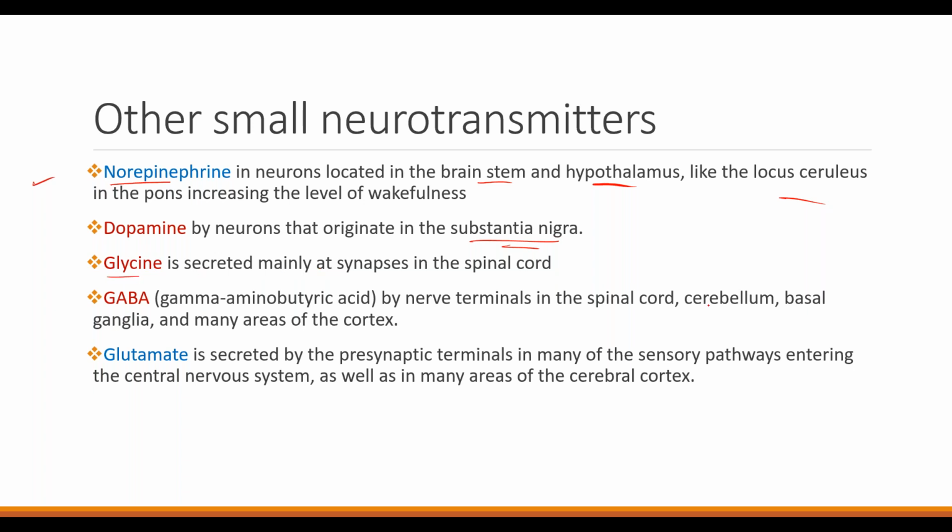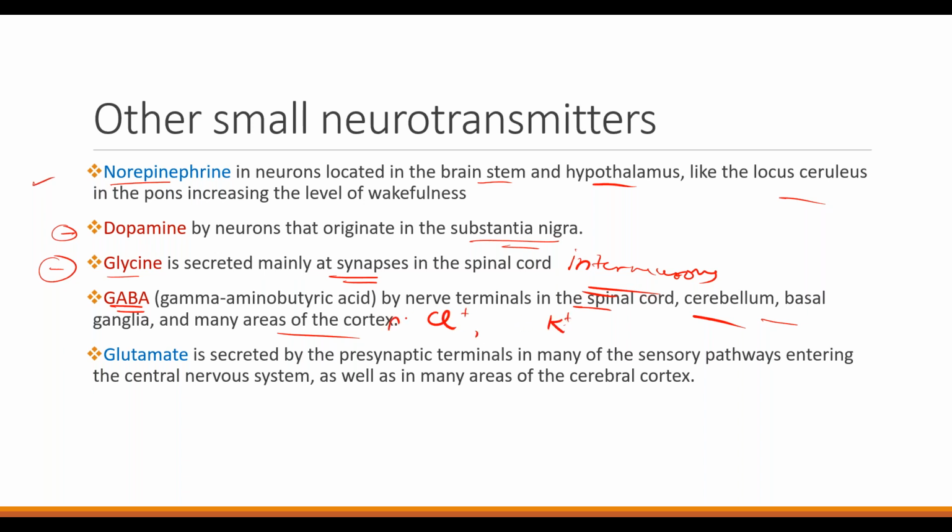Then glycine is there, which is secreted. Today also we saw that it is a negative one, and it is secreted in synapses by interneurons. We just read some time back that glycine is secreted in synapses in the spinal cord from the inhibitory interneurons, right? GABA is again, as I told you, a negative one. Dopamine is again mostly a negative one. GABA basically is secreted by nerve terminals in the spinal cord, cerebellum, basal ganglia, and many other areas of the cortex. And it can act on chloride channel. It can act on potassium channel also.